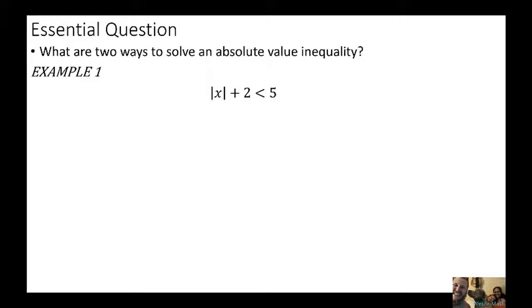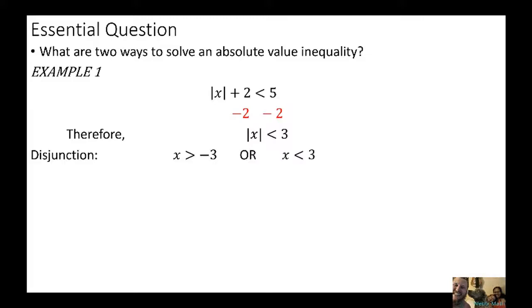So here we are: absolute value of x plus 2 is less than 5. Just like the other problems, try to get the box, the absolute value, all by itself. We have a plus 2, so let's get rid of that plus 2. Add 2, the inverse of add, subtract. What you do to one side, do to the other. Therefore, you're going to get the absolute value of x is less than 3. Now that the box is by itself, we have to create our disjunction.